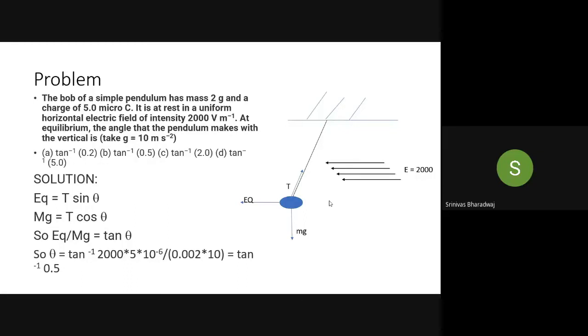So E you know, 2000, Q you know, 5 into 10 to the power of minus 6, divided by m, you know, 0.002 times 10, for G, right? So tan inverse of EQ by mg is tan inverse of 0.5. B.